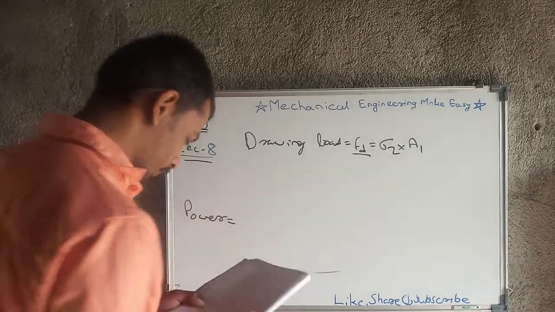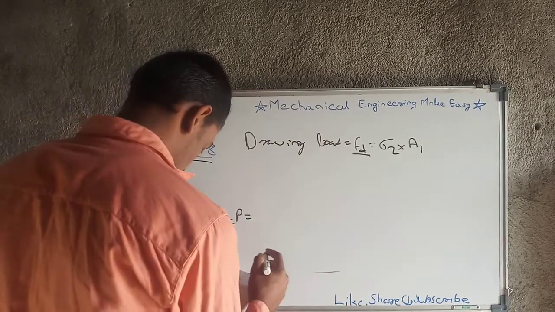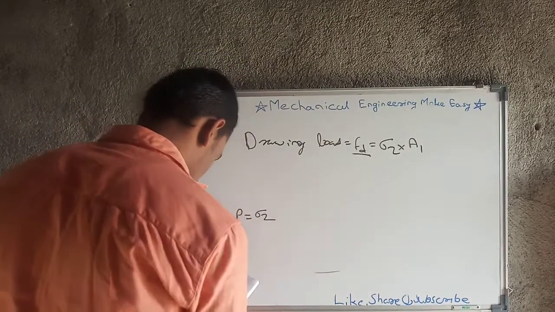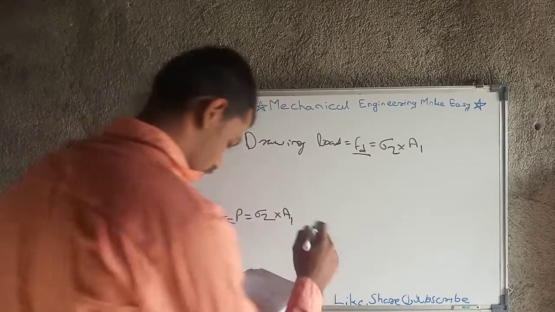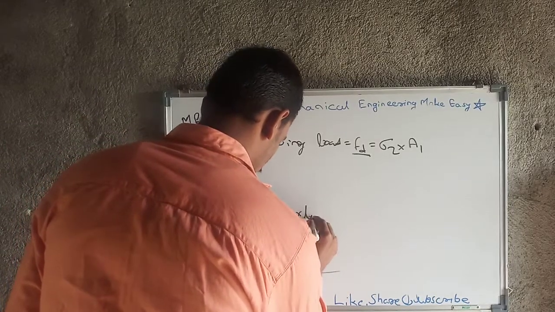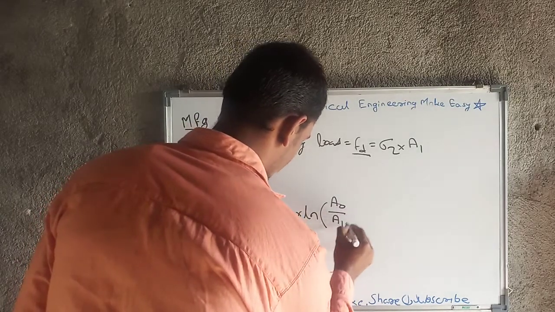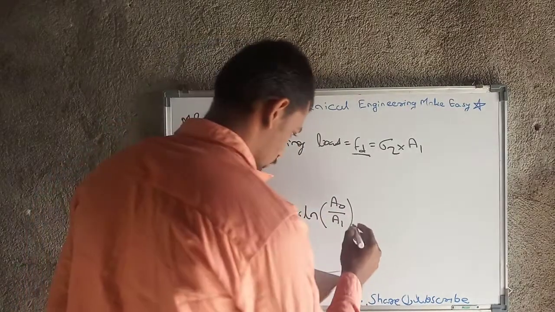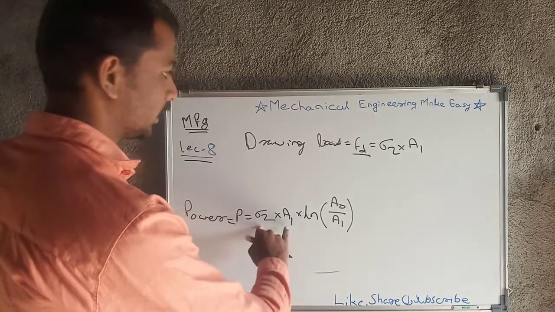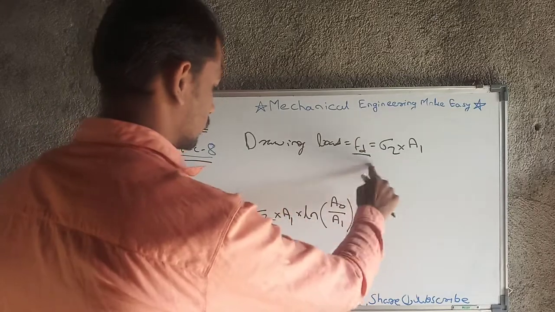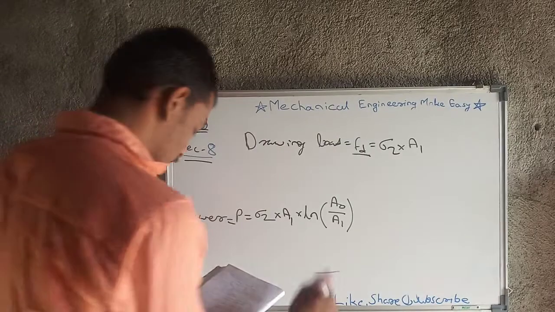what's the power? Which is denoted by P, which is equal to sigma 2 into A_F or A1 into ln of A0 upon A1 or A_F. This is the formula, where sigma 2 into A1 is nothing but the F_D, and this is ln of A0 upon A1. This is the power formula.